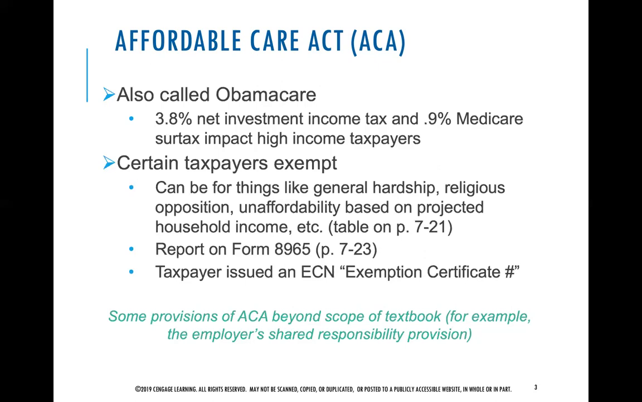The requirement was that everybody had minimum health insurance, and then there was a penalty tax if you did not. You could get exemptions for things like general hardship, religious opposition, unaffordability based on income, etc. Healthcare coverage exemptions were reported on Form 8965, and if you went through the marketplace to get your exemption, you had to have an exemption certificate number.